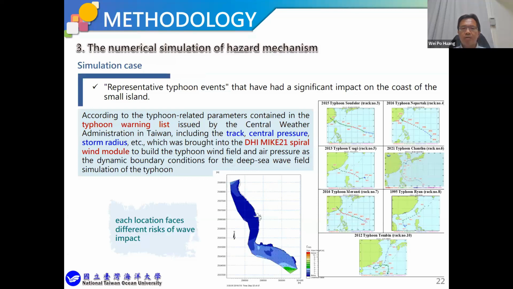Simulations were conducted to model typical typhoon routes that impact the study areas, as illustrated on the slide. Essential typhoon-related parameters such as routes, central pressure, etc., were obtained from the Central Weather Administration in Taiwan. The presented slide showcases one of the simulated cases depicting the wave field. The result illustrates the distribution of wave heights and directions, revealing that each location faces distinct risks of wave impact. These simulations provide valuable insights into the potential variation in wave hazards across different locations within the study areas.